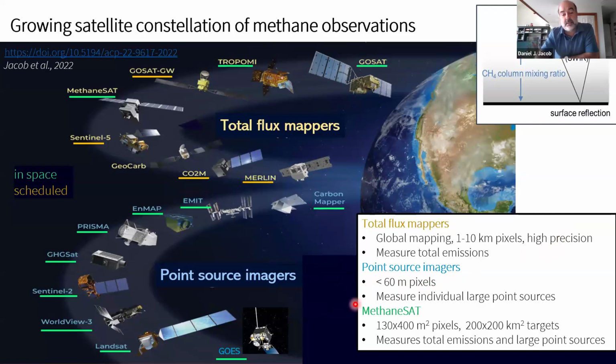And then intermediate between these two is MethaneSAT that was launched earlier this year. The data will be coming out early next year. And it has intermediate size pixels. It has high precision, so it can measure both total emissions and large point sources in its targets, which are 200 by 200 kilometers square, but only for those targets.